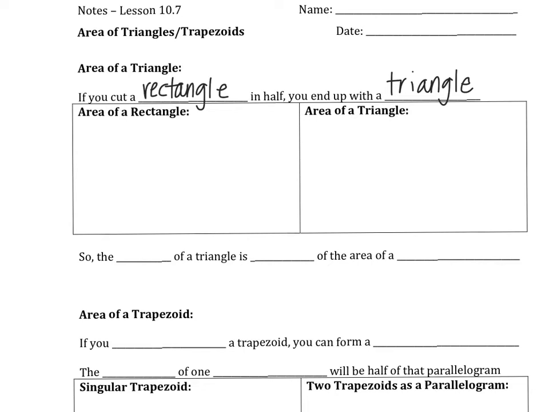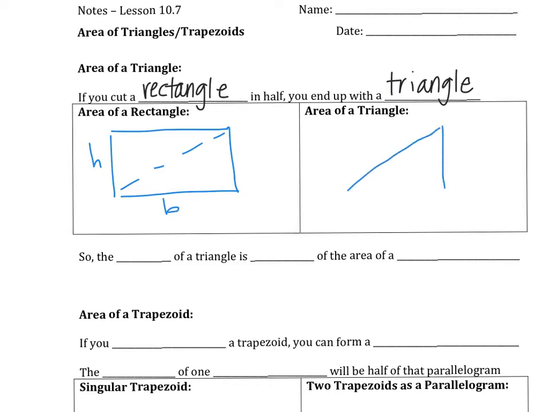So if we make a rectangle and we cut it in half, that's the height and that's the base, then as you'll see, it would be the same as this triangle. Height, base, right angle. So the formula for area of a rectangle is area equals base times height. The area of a triangle is half base times height. So it's exactly what a rectangle is, but cut it in half.